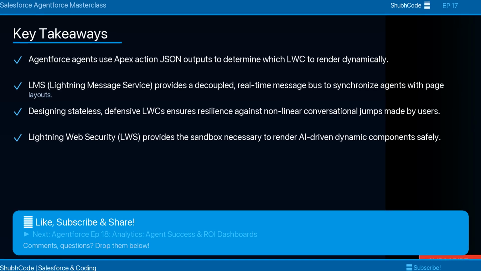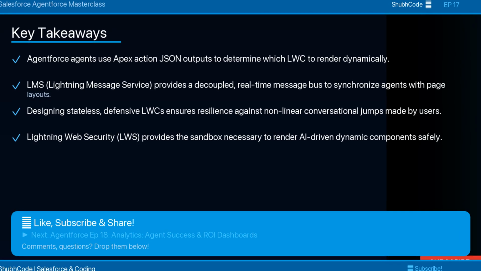Alright, let's wrap up. Here are the key things to remember. Agentforce agents use Apex Action JSON outputs to determine which LWC to render dynamically. LMS, Lightning Message Service, provides a decoupled, real-time message bus to synchronize agents with page layouts. Designing stateless, defensive LWCs ensures resilience against nonlinear conversational jumps made by users. Lightning Web Security, LWS, provides the sandbox necessary to render AI-driven dynamic components safely.